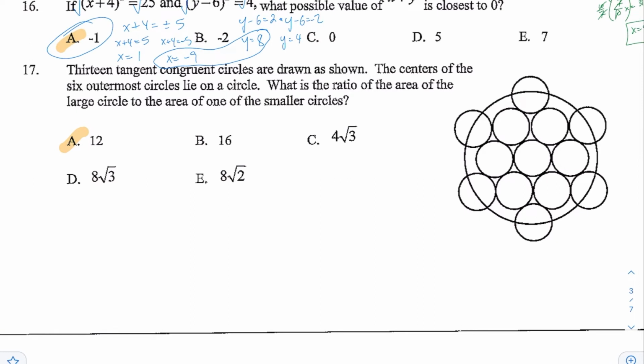Next for number 17, 13 tangent congruent circles are drawn as shown. The centers of the 6 outermost circles lie on a circle. What's the ratio of the area of the large circle to the area of one of the smaller circles? So here you have a whole bunch of these circles. They're tangent and they're all congruent, which means they're all the same size and they're not overlapping each other. So here you want to make sure that you match up the centers with the edge of the large circles.